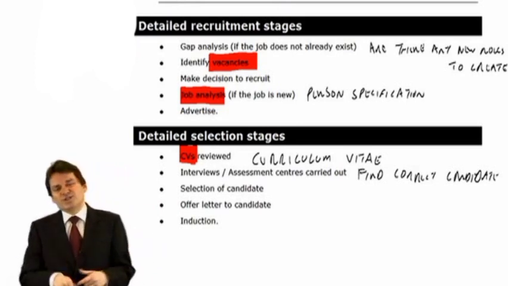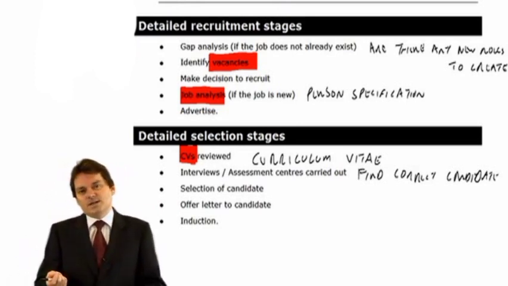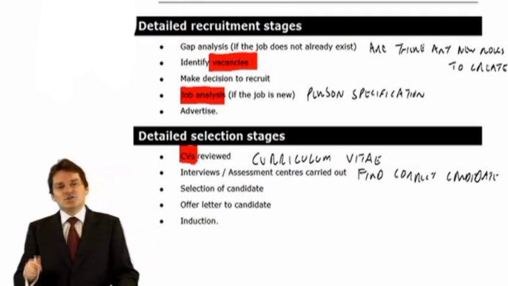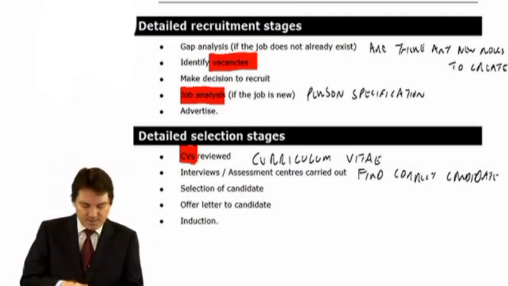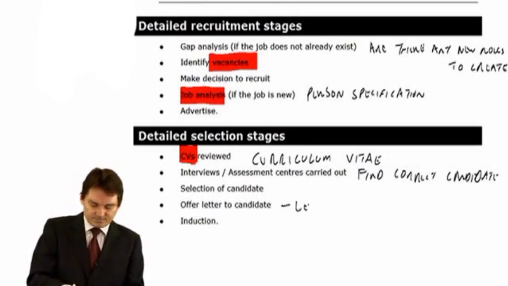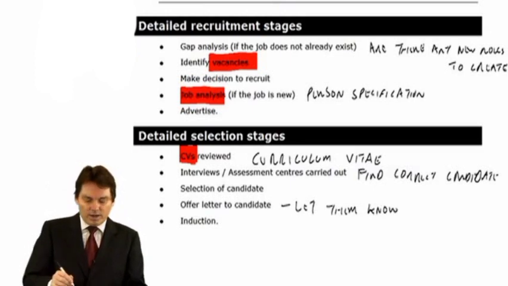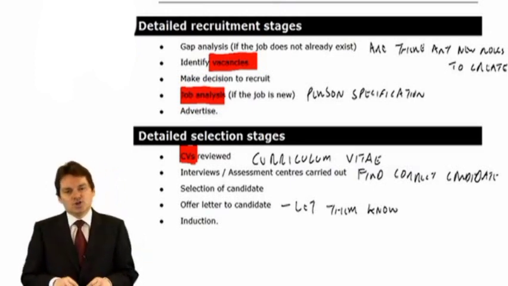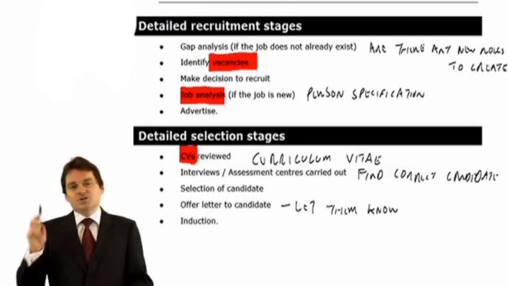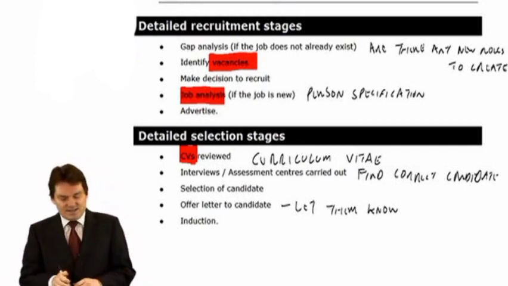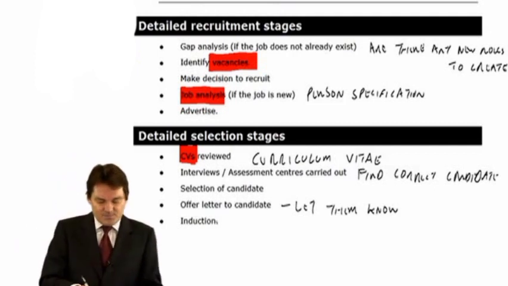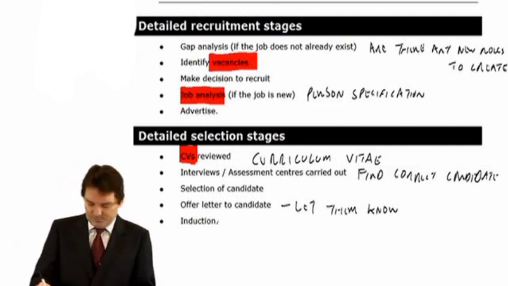So we might have 6 or 7 people that we interview for a particular job. We then have to select the one that we are particularly interested in, and we have to let them know. Curiously enough, that's the one part of the selection process that students normally forget about. So you choose the right person and you don't actually tell them. So, offer letter to the candidate, and then we have what's called induction.